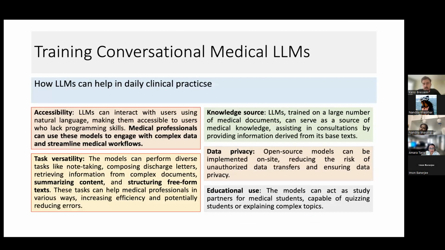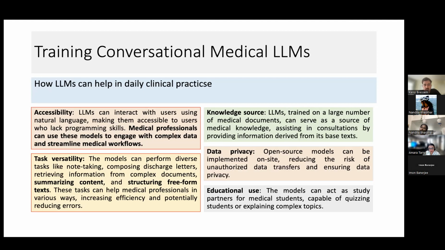And this was also the reason why we did a second project in training a conversational medical large language model. And I think there are lots of applications for language models in medicine. At first, they help with accessibility. Interacting with natural language is extremely powerful in medicine, because medical professionals can use those models to engage with complex data. They can engage with databases, they can streamline medical workflows. For example, you can ask the model to extract data for you, or to search databases for you. And this makes a lot of data in hospitals more accessible for users without programming skills.